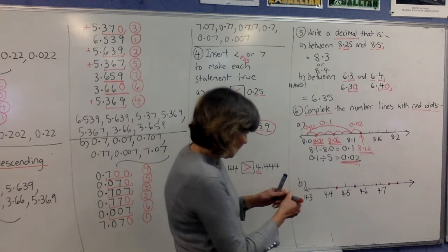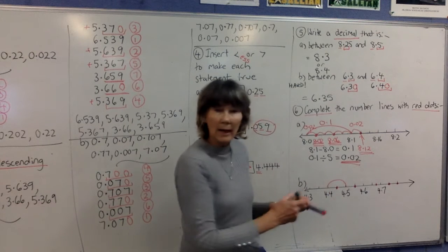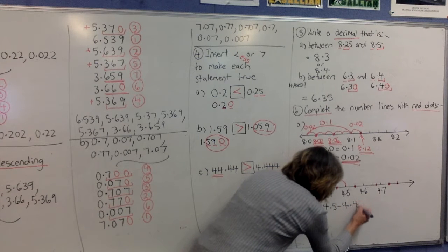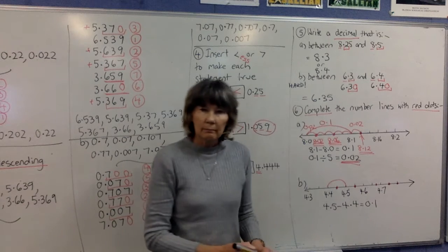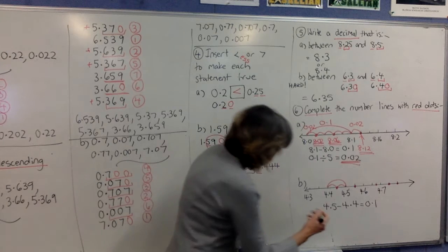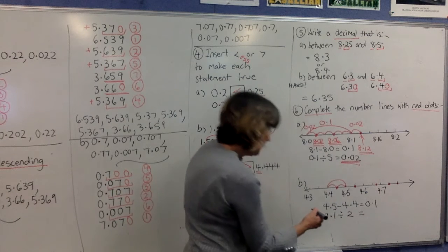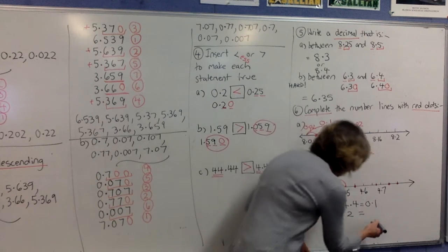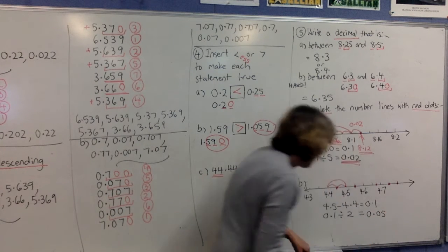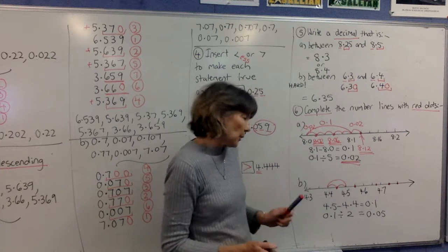All right, so let's have a look. If we go from here to here, if I do on my calculator 4.5 minus 4.4, I'm going to get 0.1. Then if you look at how many jumps we have in that space, we have two little jumps. So we're going to do 0.1 divided by two little jumps, and you'll end up with 0.05. Okay? So that means that every little jump is going to be 0.05.